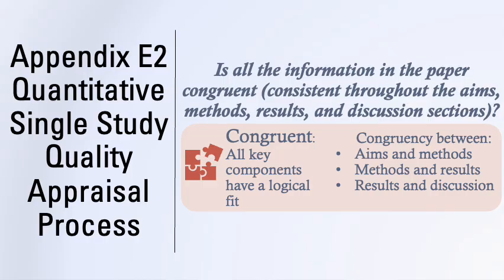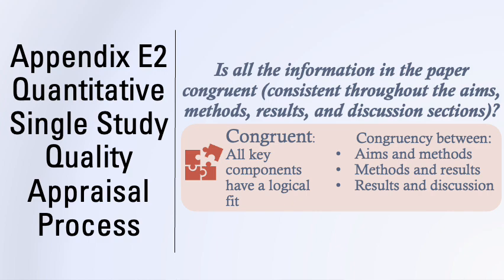is all the information in the paper congruent, consistent throughout the aims, methods, results, and discussion sections? This appraisal question basically defined congruent, but another way of thinking about congruent is that all the components have a logical fit or alignment with each other. Congruency must be presented throughout the entire research process.